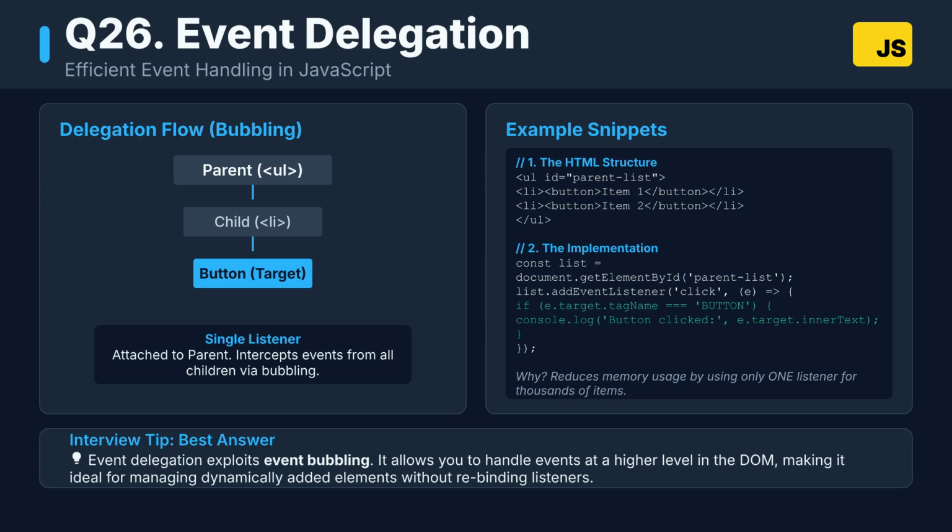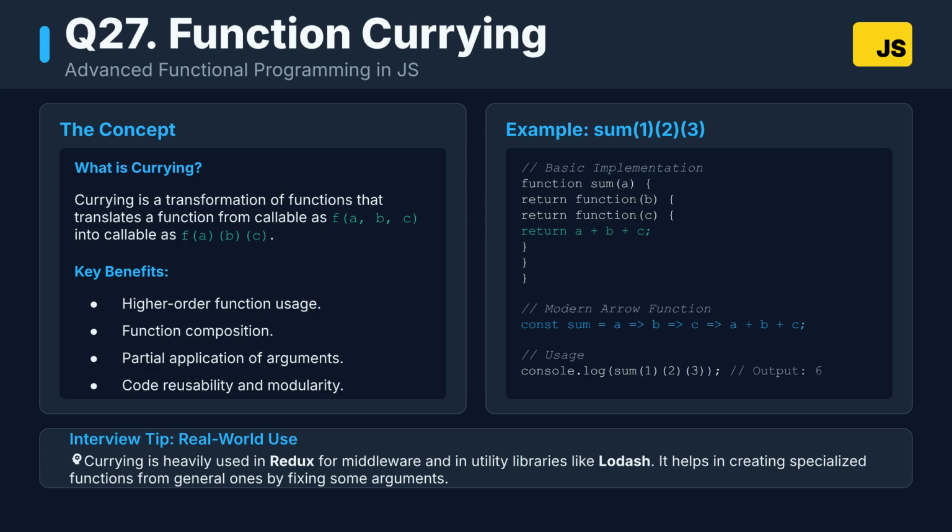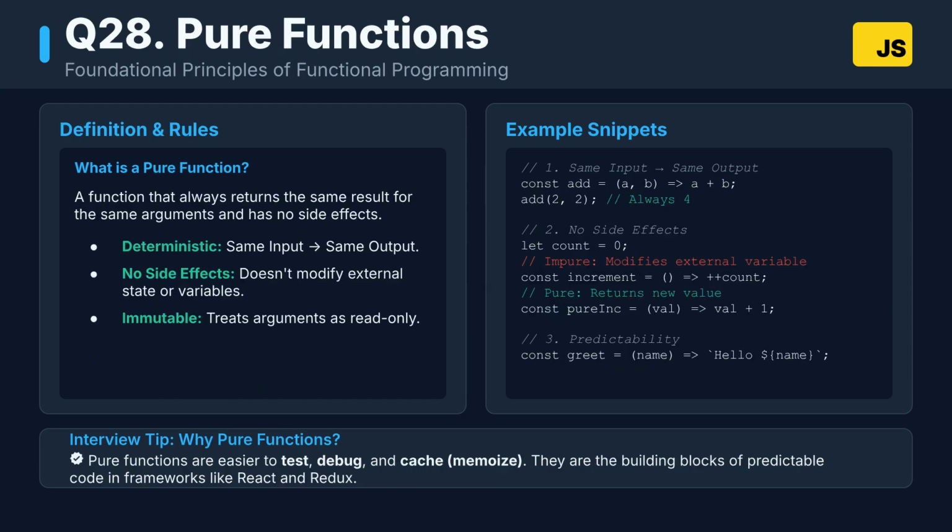Question 26. Event delegation. By attaching one listener to a parent, you can efficiently manage events for many child elements. This takes advantage of event bubbling and keeps your code scalable. Question 27. Function currying. This technique transforms a function that takes multiple arguments into a chain of functions that take single arguments. It's excellent for reusability and function composition. Finally, question 28. Pure functions. A pure function is deterministic and has no side effects, meaning it doesn't modify external state. They are easier to test, debug, and memoize for better performance.